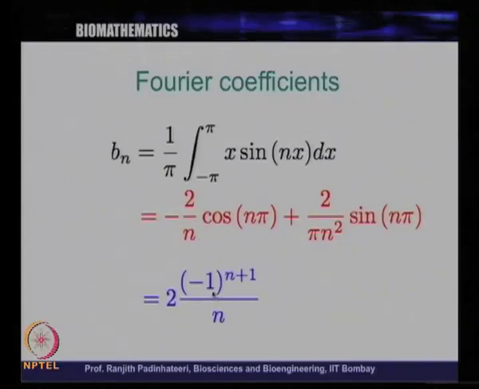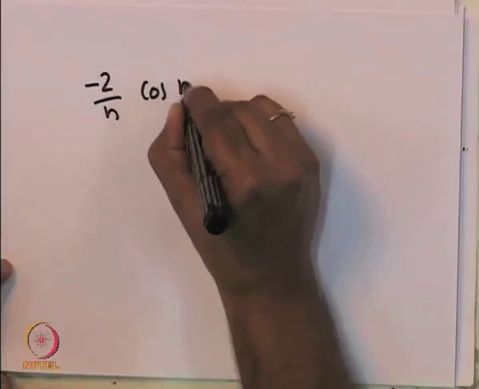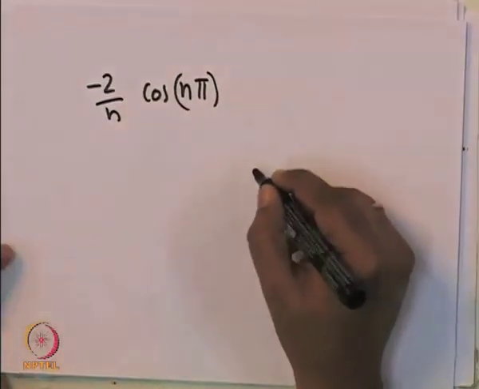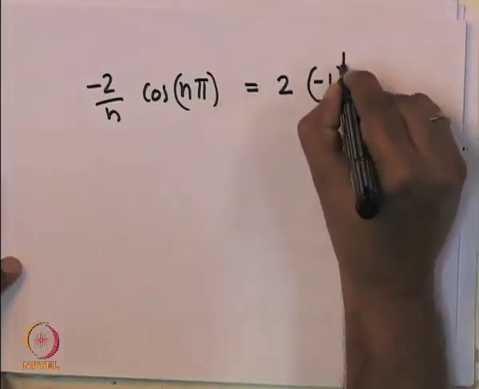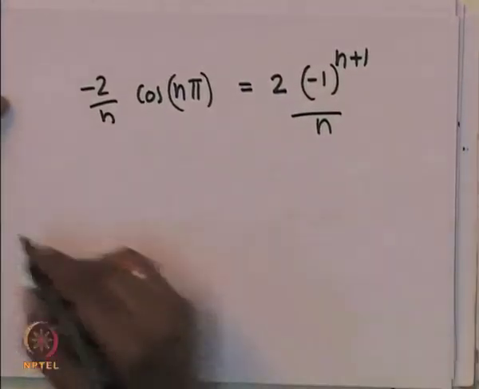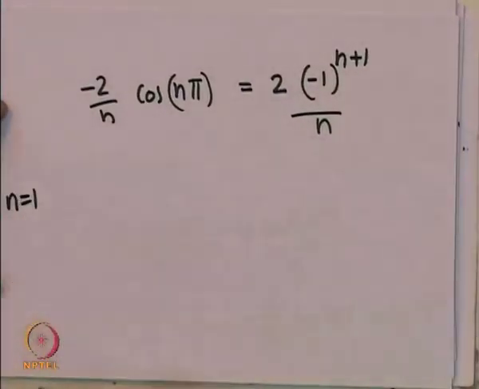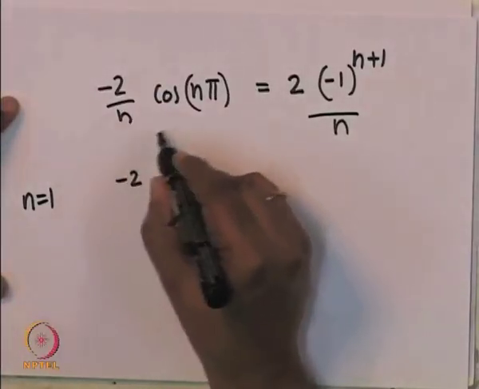So, this can be written as minus 1 whole power n plus 1 by n. So, the claim is that minus 2 by n cos n pi is the same as 2 times minus 1 whole power n plus 1 by n. So, let us check for n equal to 1 first. For n equal to 1, what do you get? Minus 2 by 1 into cos pi.